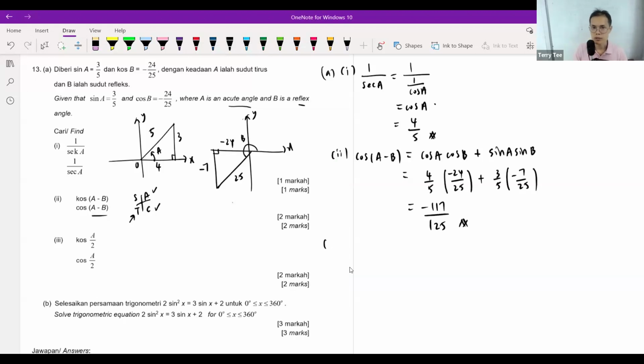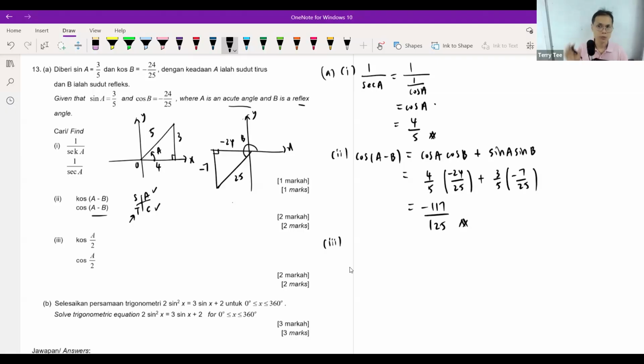Part Roman 2. Let's move on to Roman 3. Okay, you're supposed to find cos A over 2. So this is a half angle formula. For the half angle formula, remember, we actually get this from the double angle formula. And we only use the formula for cos.